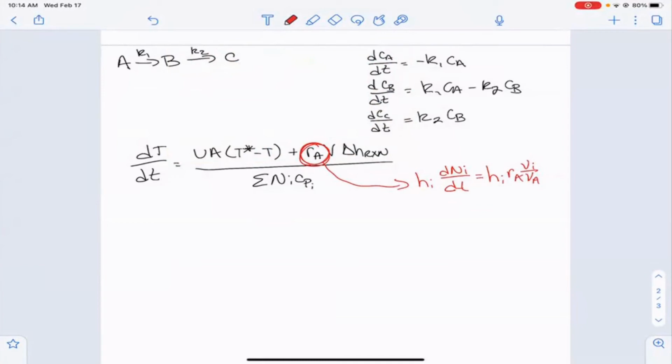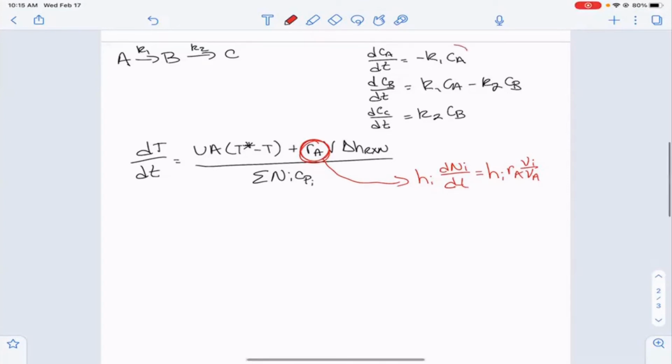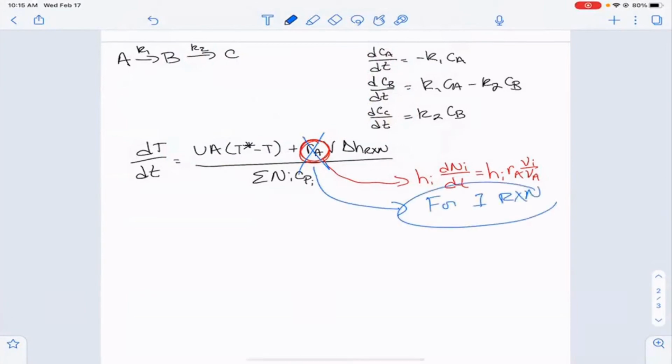Now, that's fine for one reaction. But if we have multiple reactions, that doesn't account for reaction 2, because RA only has the first reaction in it. So this expression here was generalized for one reaction. And what I would like to do is revisit this for multiple reactions.